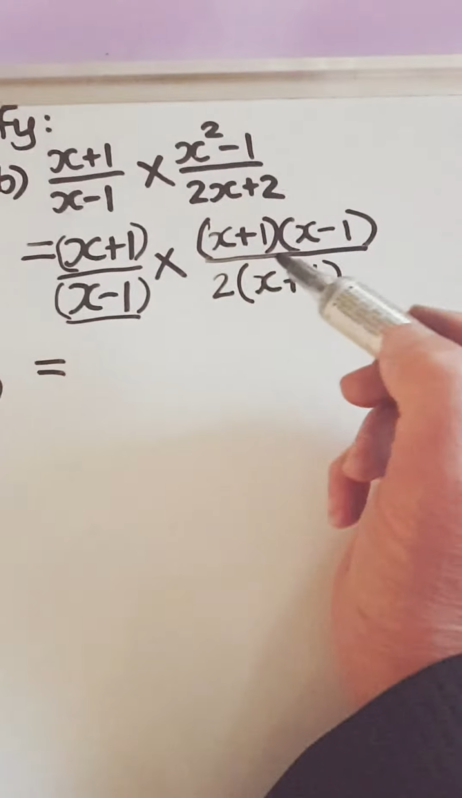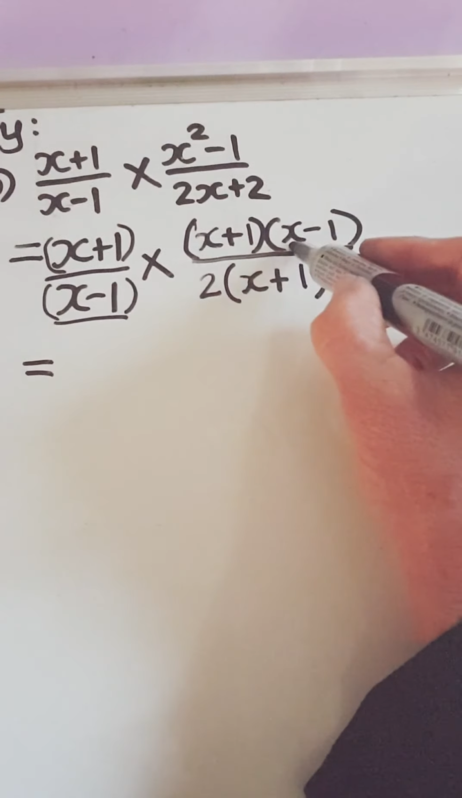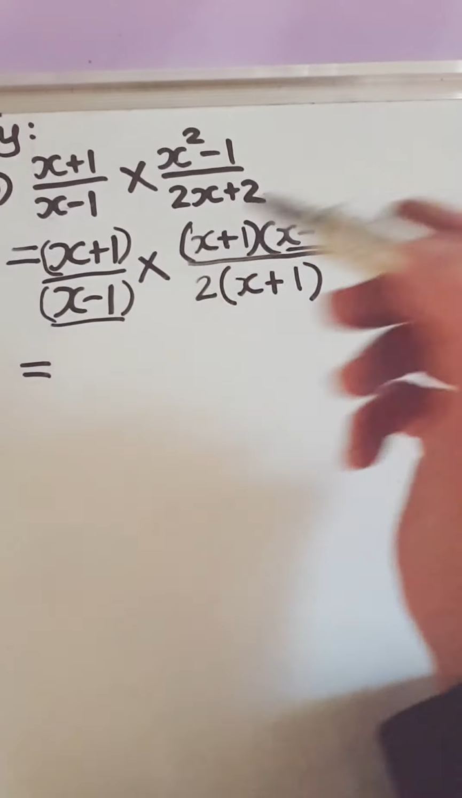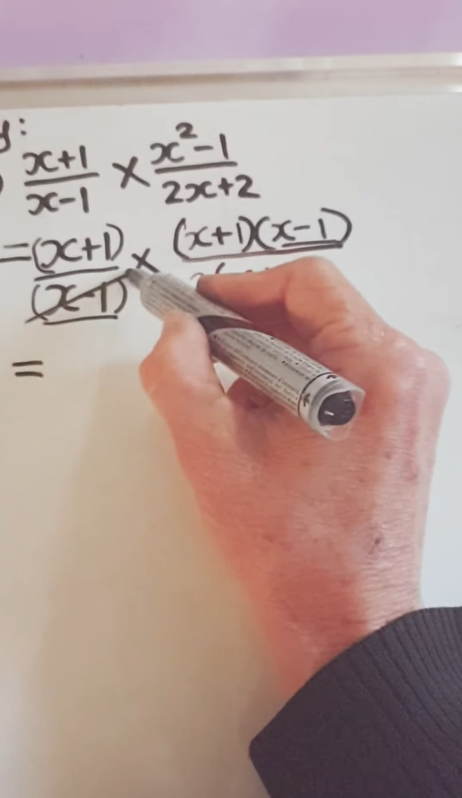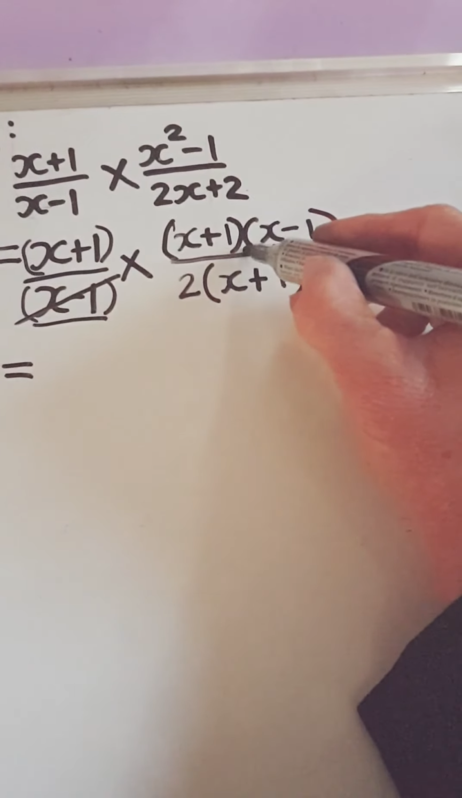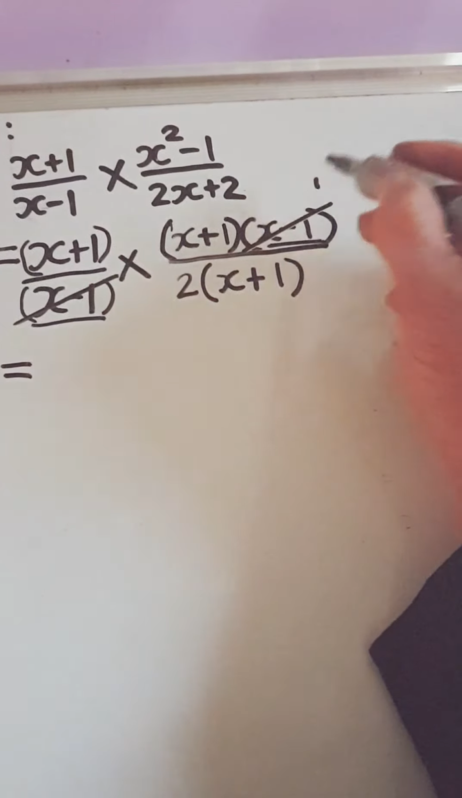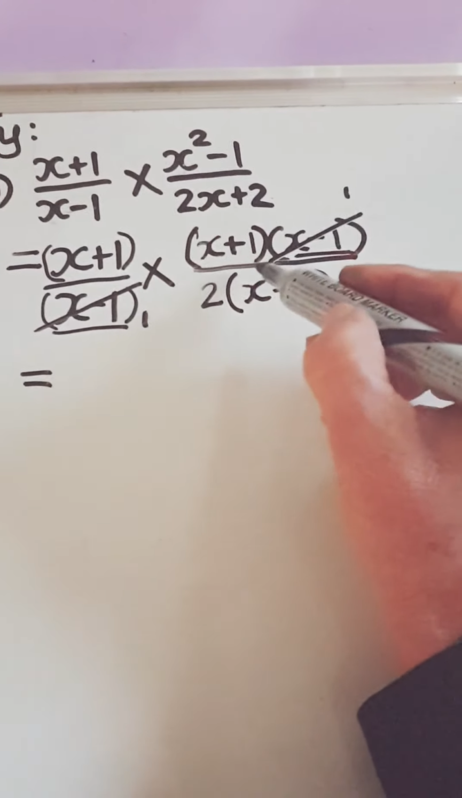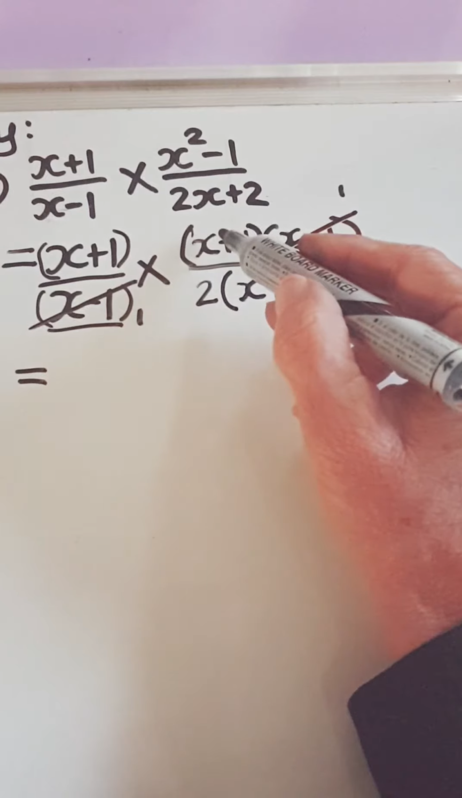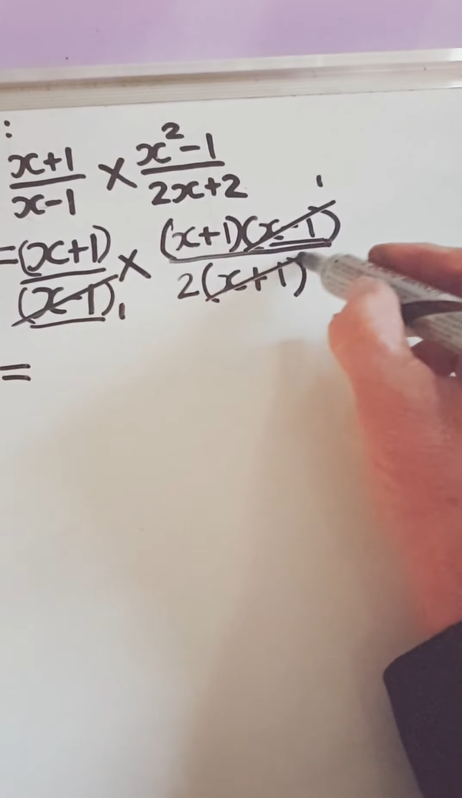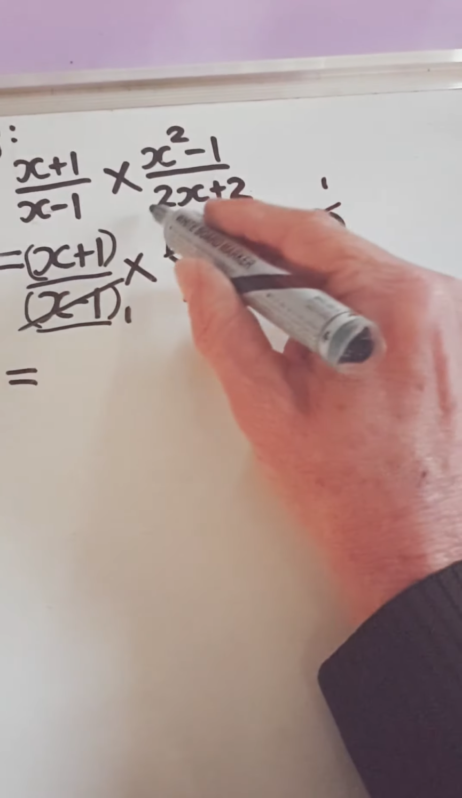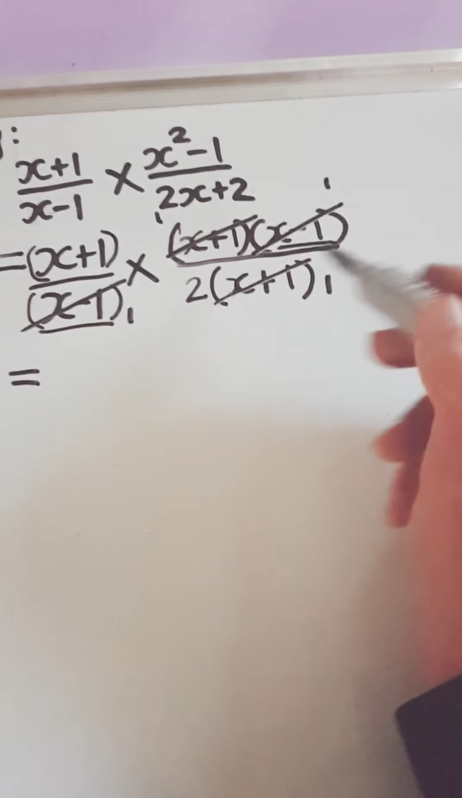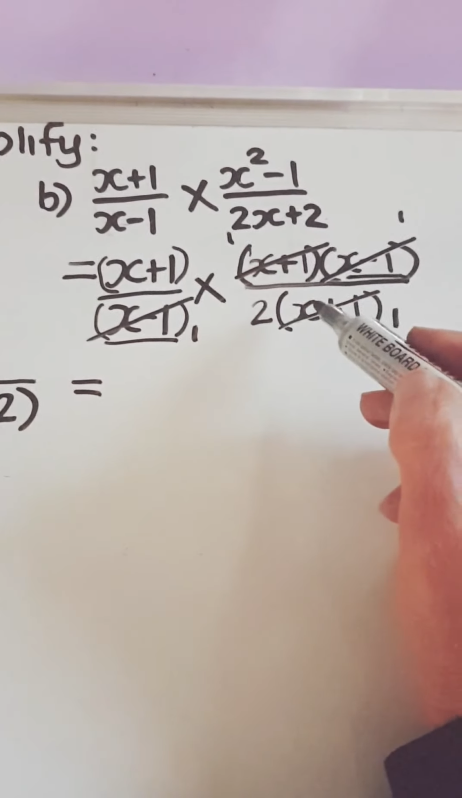There's a number x minus 1. Can you see it's the same as that one? Which means this bracket x minus 1 can go into that bracket x minus 1. It will go once. And then here, there's a x plus 1 that can go into that x plus 1. So this bracket can go into that bracket once. Is there anything else? I don't think so.